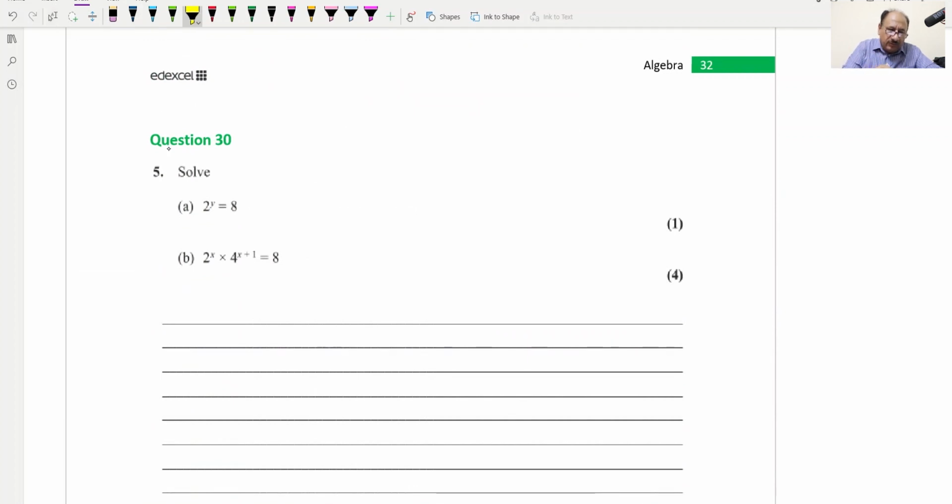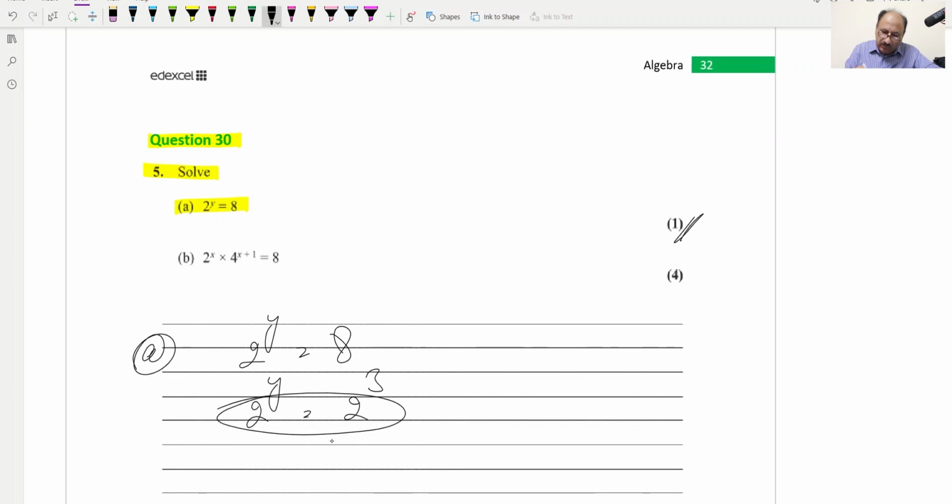Question number 30 of this topic wise file, and question number 5 of this past paper. In the a part, we have to solve 2 raised to the power y is equal to 8. This is a 1 mark part, so we can write 2 raised to the power y is equal to 2 raised to the power 3. Bases are same, so we can leave the bases and compare the powers. So y is equal to 3. This will be our final answer.